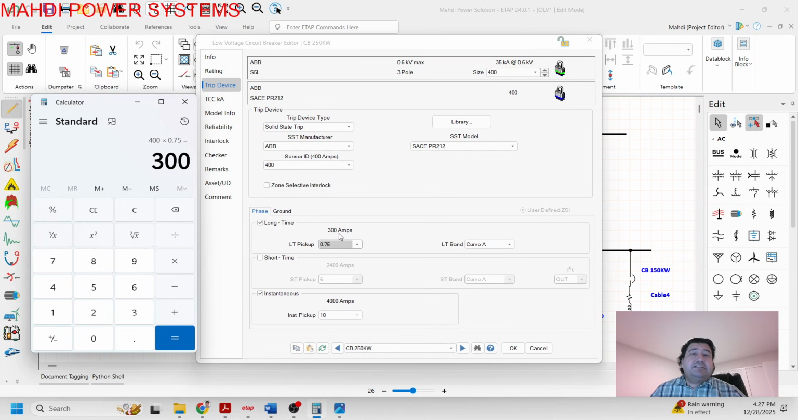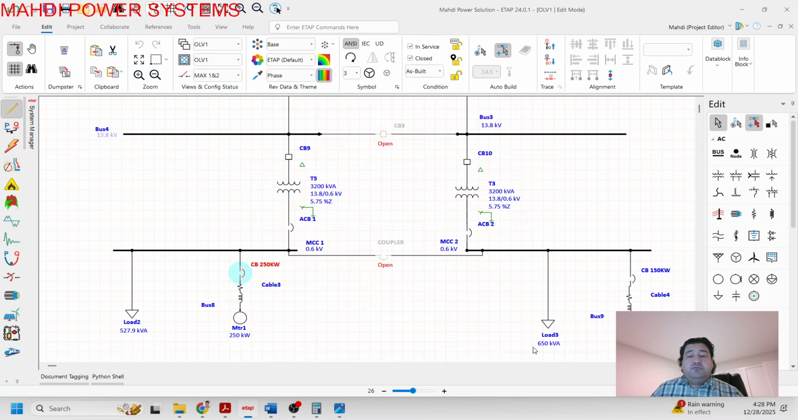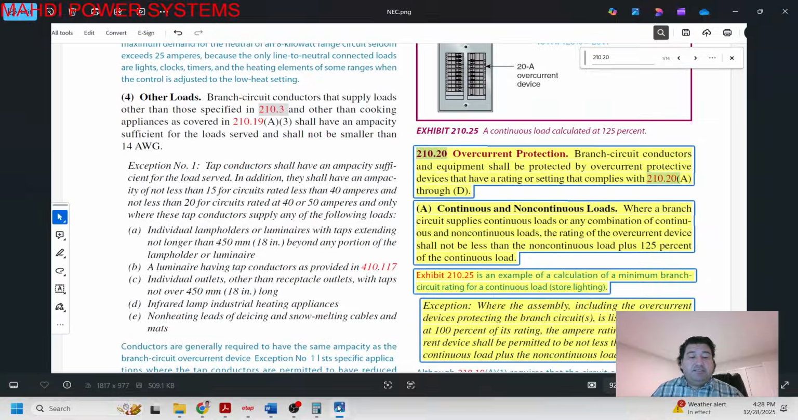The overload has a long time band. There is a curve. The curve is 5 seconds, 10 seconds, 15 seconds, 20 seconds, 25 seconds, and sometimes 30 seconds. This is curve A, this is 5 seconds. The best way to select the best curve is to see it in the TCC page. I provided it here.